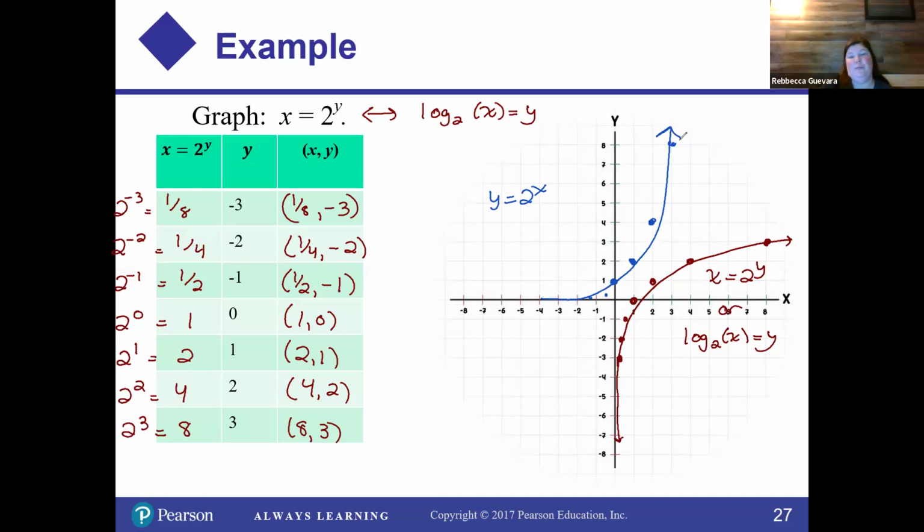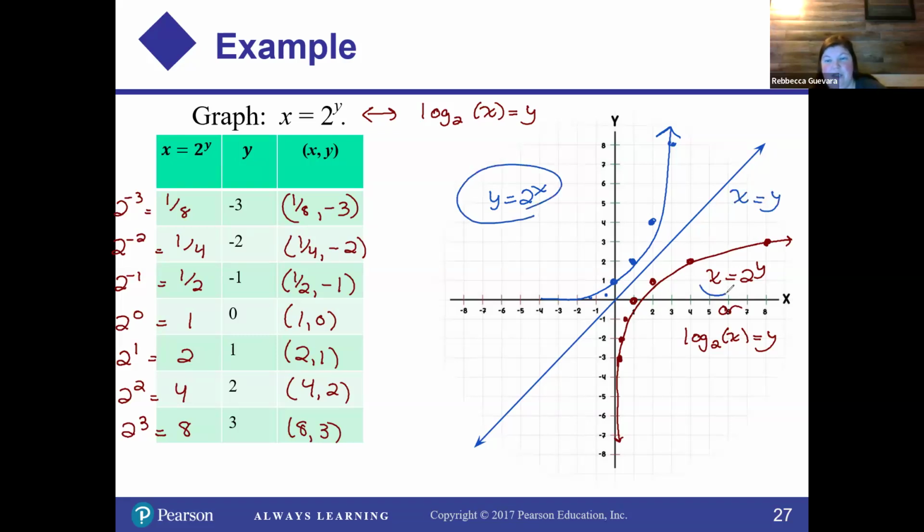So like I said, that's just a reminder. That's what y equals 2 to the x is going to look like. And everything is reflected across the line x equals y, because they are inverse functions. So this and this are your inverses. That's why we're doing this backwards. We're finding the y's first, because what we're really doing is trying to find the inverse.